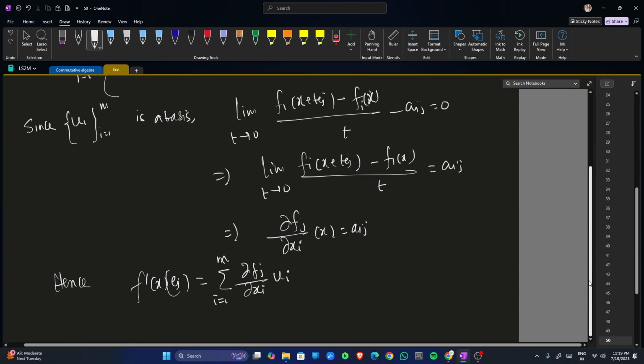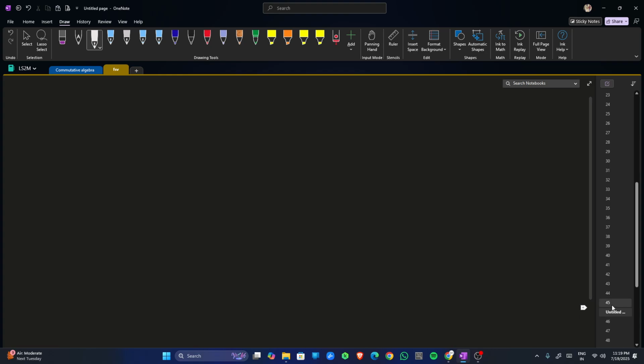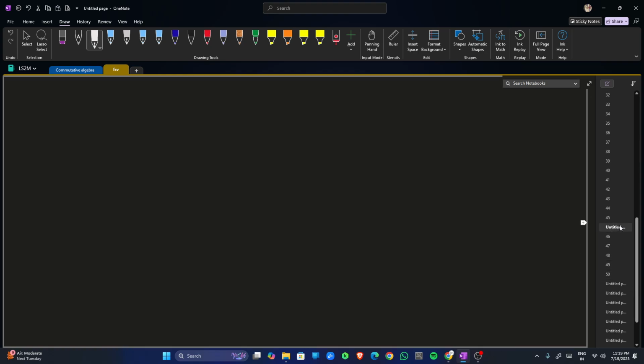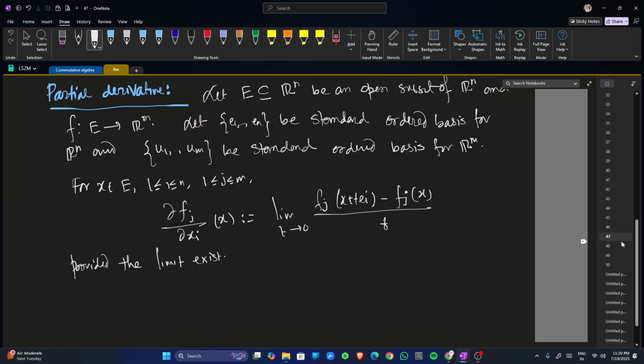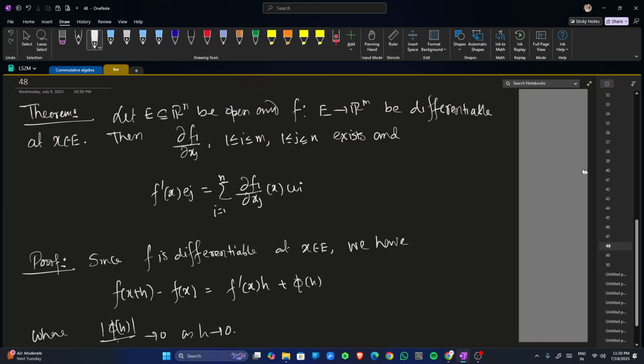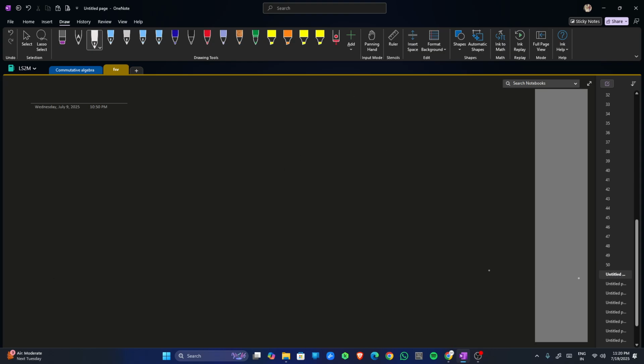Therefore, what we see from this theorem is that if a function is differentiable at some point, then at that point all its partial derivatives exist. Moreover, the matrix of f prime x with respect to the standard ordered basis looks like del f_i del x_j at the point x. This matrix is called the Jacobian matrix.